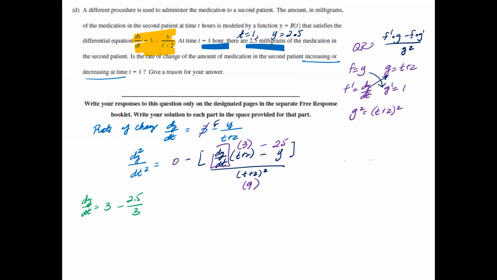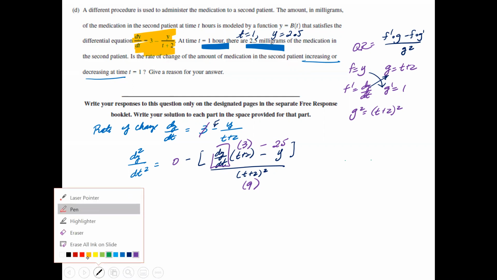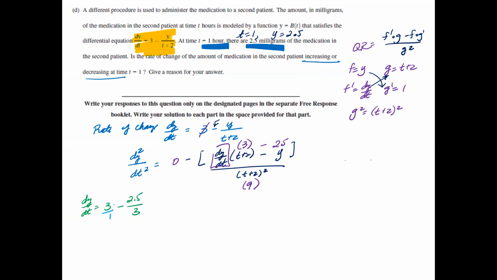Okay. So then here, this is a without calculator portion of the task, so you would have to find a common denominator. If I make this into a 3, this will become a 9. 9 minus 2.5 is going to give me a 6.5 over 3. So then looking at this part here, I'm going to have 6.5 over 3 times 3 minus 2.5 over 9, and the entire thing here is negative.